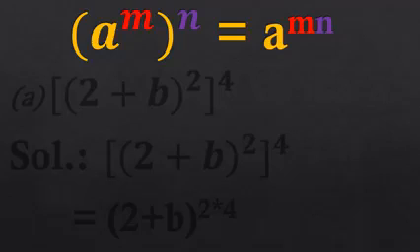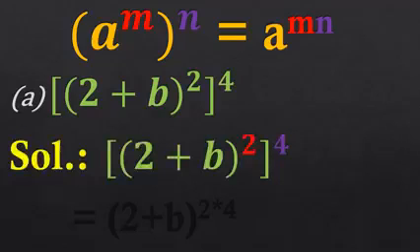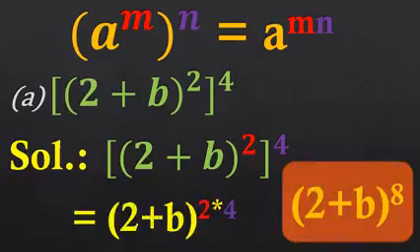Next example. How about the square of 2 plus b to the 4th power? Again, we will multiply the exponent and copy the base. In this case, our base is 2 plus b, since it is enclosed by a parenthesis. And we have 2 exponents, 2 and 4. Then we will multiply that. So we have 8th power of 2 plus b. This is the answer.